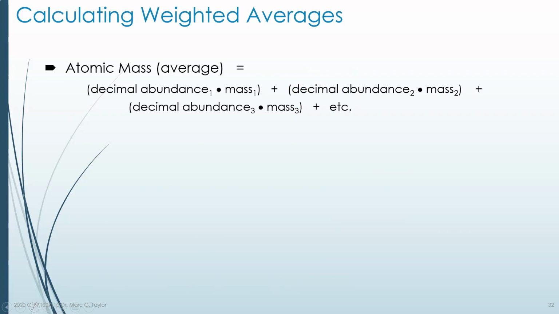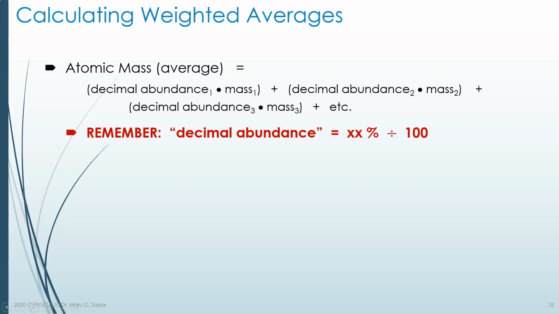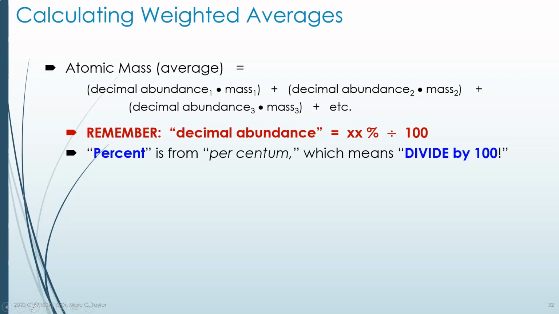So if you're doing atomic mass, you do the same thing. You take the decimal abundance. In other words, instead of using the percent, you divide it by 100. And the reason why we do that is because decimal abundance is equal to the percent abundance divided by 100. How do we know that? Well, it turns out the word percent is from two Latin words, per centum, which literally means divide by 100. So when you see a percent sign, it's telling you divide by 100. 50% is 50 divided by 100, or 1/2. It tells you what to do right there.